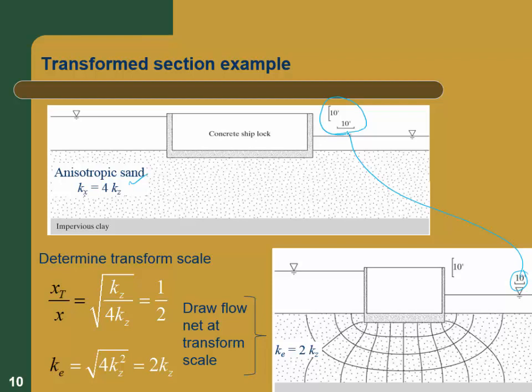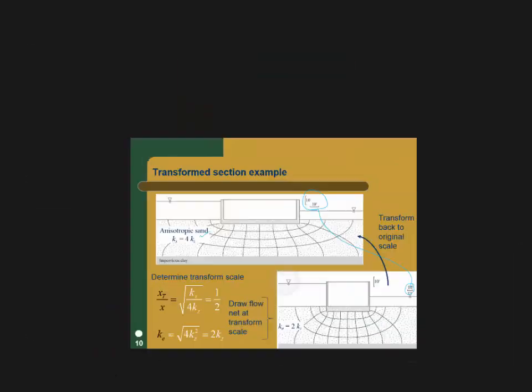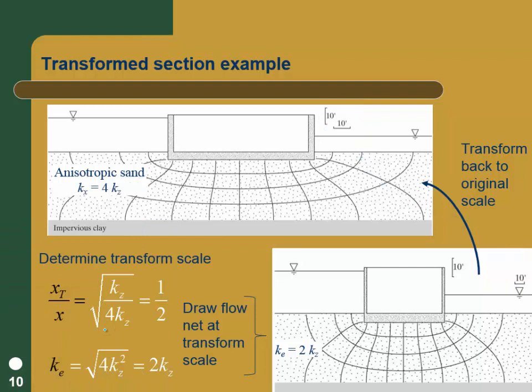And then all I'm going to do is go back and untransform that back into the original space. Whoops, that's not what I wanted to do. I'm just going to draw that back into the original space, and that's my flow net in the original XZ space. Notice that these things no longer intersect at right angles, but this is still the correct flow net. Those are still equipotential lines, they're still flow lines.